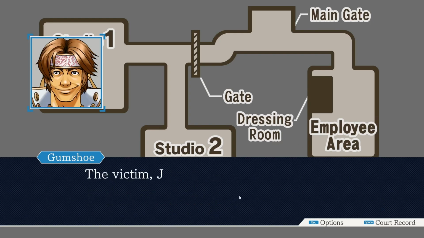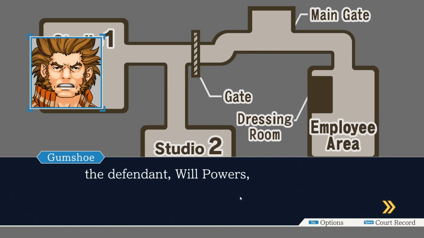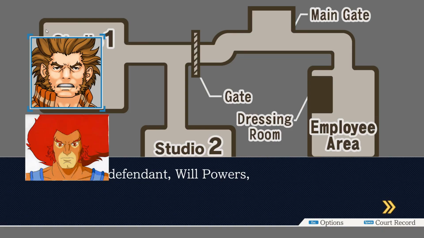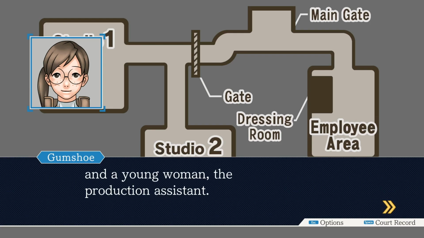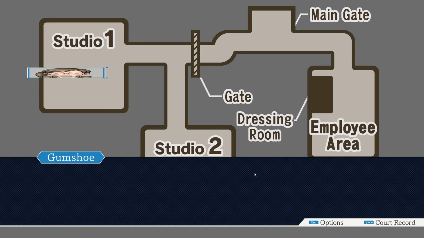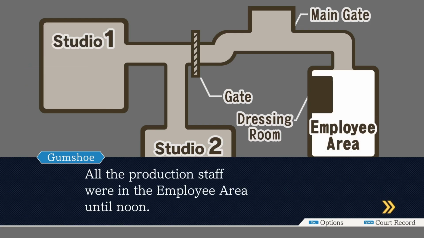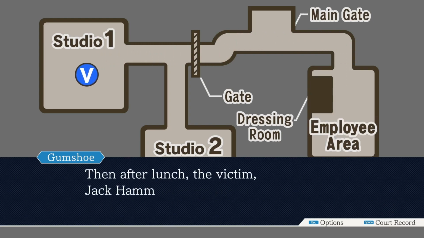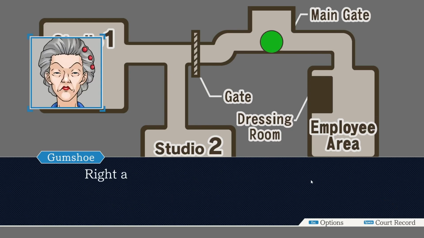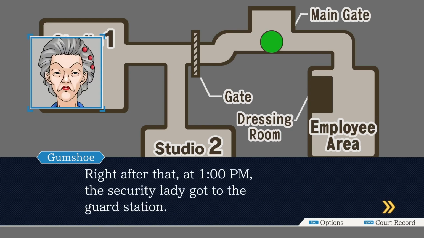3 people. The victim, Jack Hammer. The defendant, Royal Powers. He looks like Lion-O from the Thundercats. And a young woman, the production assistant. All of the production staff were in the employee area until none. Then after lunch, the victim, Jack Hammer, went to Studio 1. Right after that, at 1 p.m., the security lady got to the guard station.